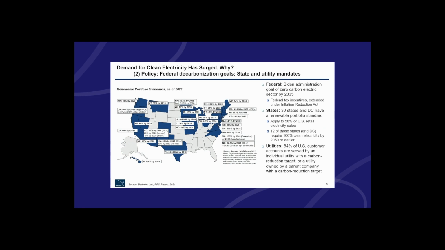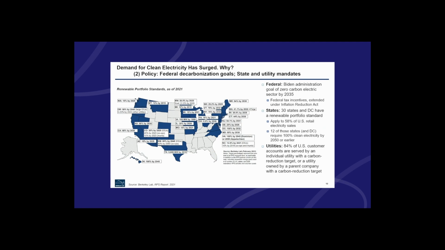So what I'm showing in this map are what's known as renewable portfolio standards, which are state-level requirements to procure a certain amount of electricity from renewables by a certain year. We have renewable portfolio standards now in 30 states and Washington, D.C. 12 of those states have 100% clean electricity standards by 2050 or earlier, meaning they have to procure 100% of their electricity in state from renewable sources.